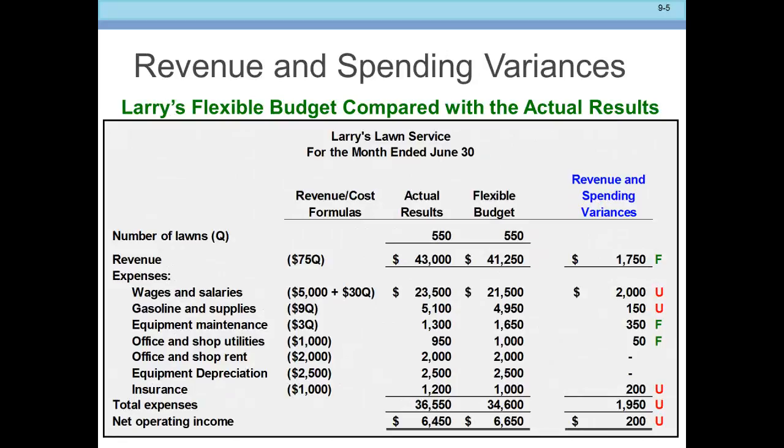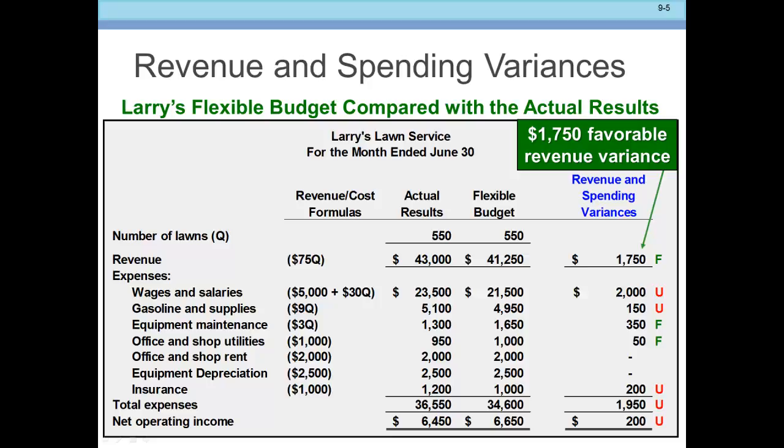Compare your answers to this slide. The $1,750 favorable revenue variance indicates that actual revenue exceeded the budgeted amount that was expected for that level of activity of 550 lawns mowed. This could have happened for a number of reasons, including an increase in the amount charged for each lawn or a change in the lawn services. In Larry's case, he trimmed some hedges, which increased revenue. That hedge trimming may have also caused some of his costs to be unfavorable.